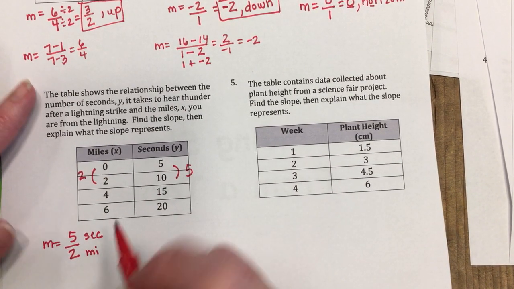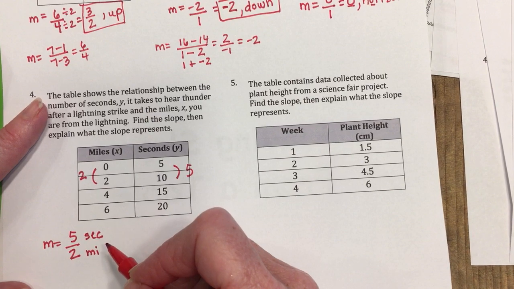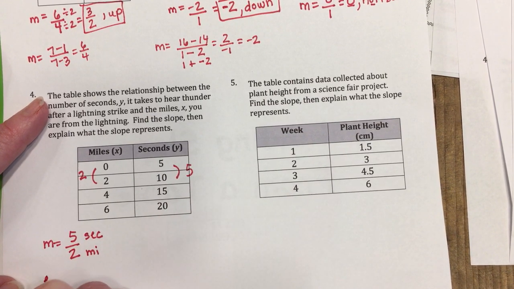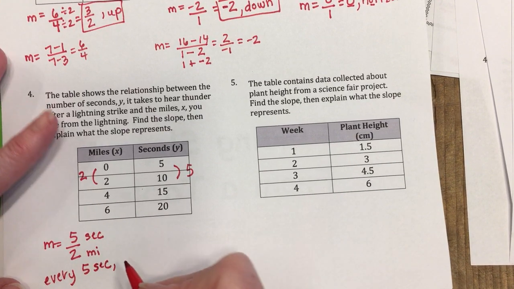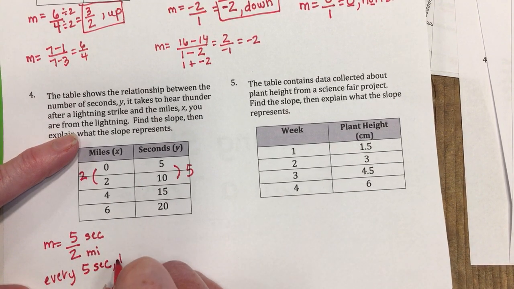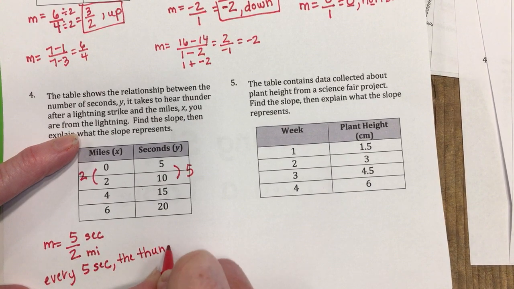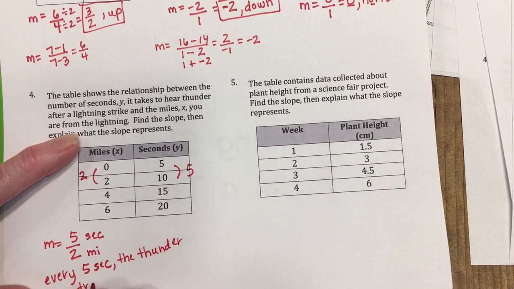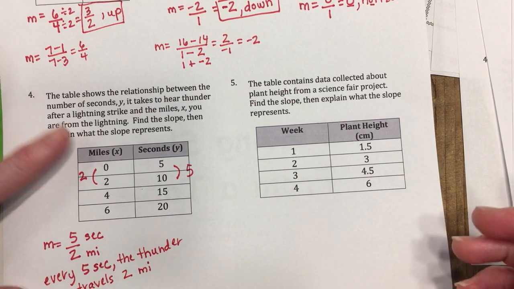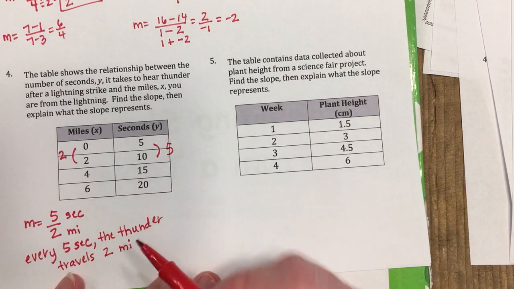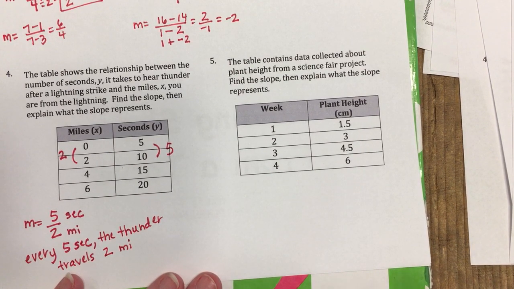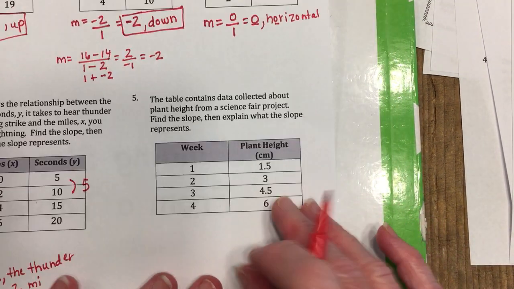So if you were trying to interpret what this ratio means, you could say something like every 5 seconds, the thunder travels 2 miles. Right? Have you ever done that outside where you see lightning and then you count it? And then if you can get to 5, then you know it's at least 2 miles away. If you get to 1, it's really close. Go back inside. Okay. All right.